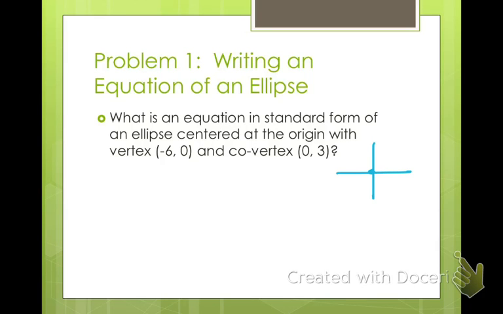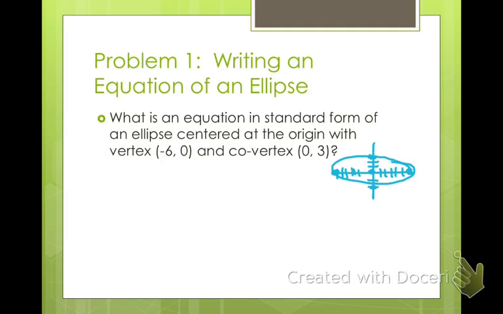We have a vertex at (-6, 0). I'm going to plot that. If we know that we have a vertex at (-6, 0), we know that we have another vertex at (6, 0). And we have a covertex at (0, 3). Means we also have another one at (0, -3). Okay, so here's our ellipse.